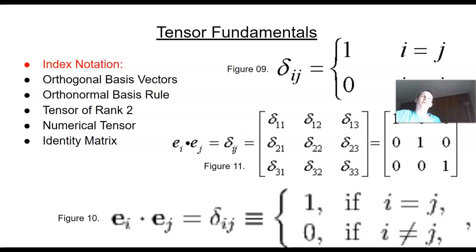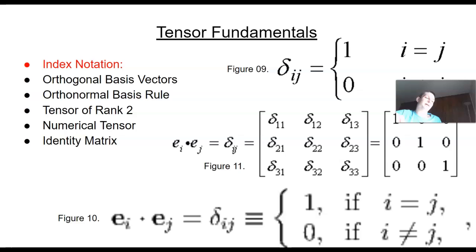The orthonormal basis rule is related to the Kronecker delta. It shows that e_i dot e_j equals delta_ij, with two different vectors having a dot product of 0. If the vectors are the same, such as e_i dot e_i, it equals 1, so they are unit vectors. If you did e_1 dot e_1, it would equal 1, or delta_11, while e_1 dot e_2 would equal 0, or delta_12.